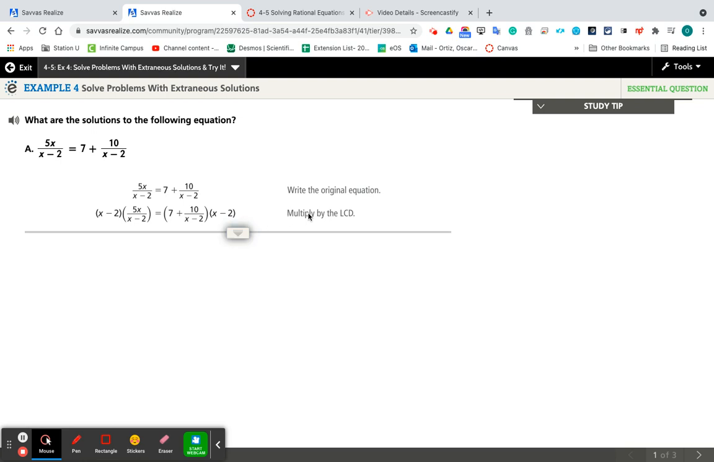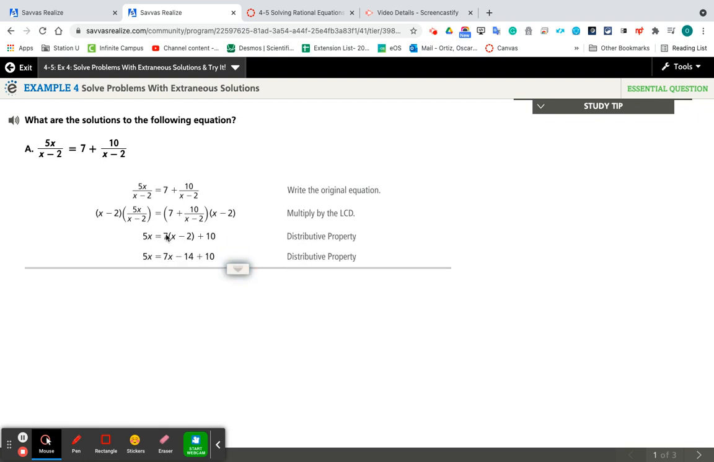So we're multiplying by the least common denominator between the denominators x minus 2 and x minus 2. That one is really easy because they are both the same, x minus 2. Multiply by that on both sides. When you simplify on the left, the denominators cancel out, so that's 5x. And here, when you multiply, you gotta use the distributive property, don't forget. So x minus 2 times 7, that's this one right here. And x minus 2 times this fraction, the denominators will simplify and you will end up with only 10.